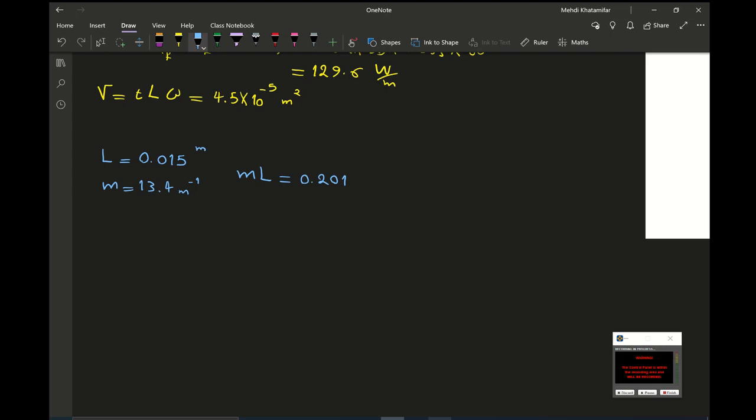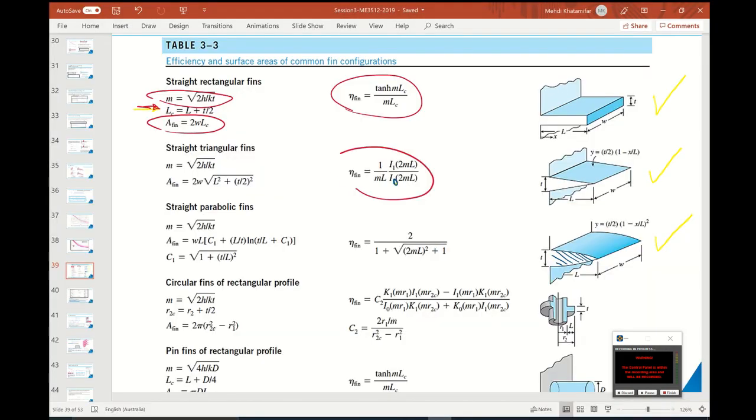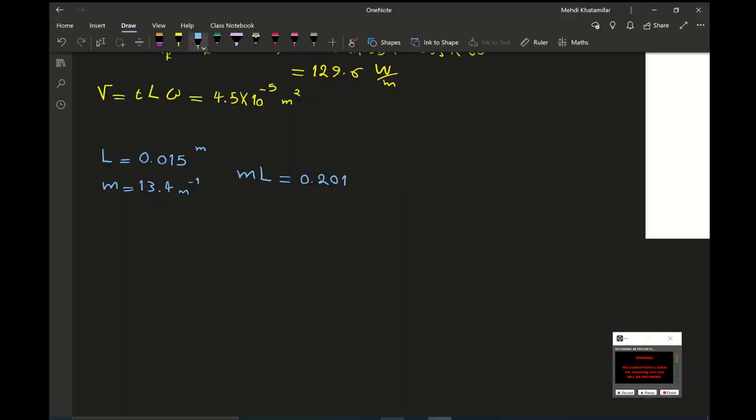So let's check the formula for efficiency. It is 1 over ml times I1 Bessel function of 2ml divided by I0 Bessel function of 2ml. So the formula for efficiency of this fin is going to be 1 over ml times I1 of 2ml divided by I0 of 2ml.